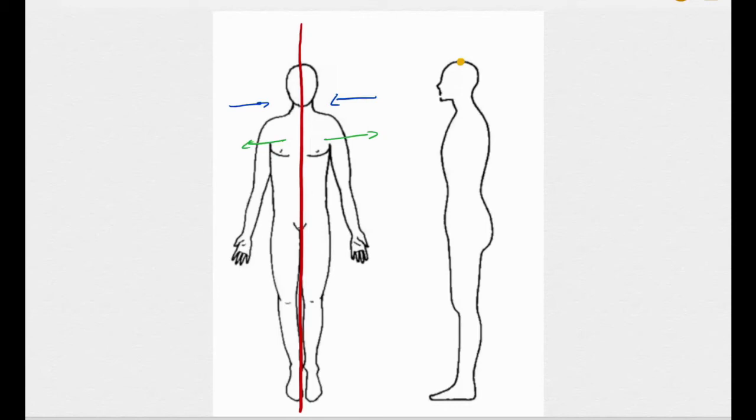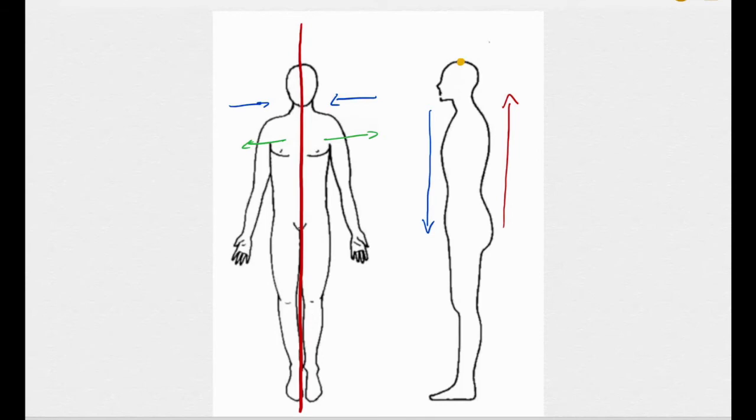Now, if we are going closer towards the vertex, this is superior. And if we're going away from the vertex, that's going to be inferior. So that's the definition. The reference point for superior and inferior is the vertex. Superior going towards the vertex and inferior going away from the vertex. And now the last 2 directional terms are going to be anterior and posterior.